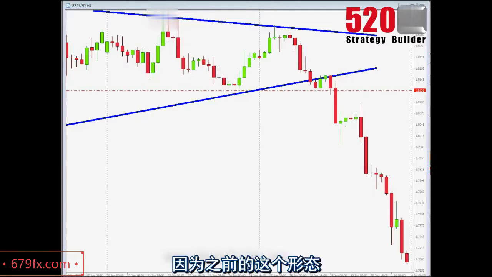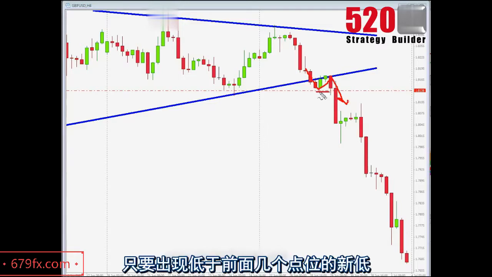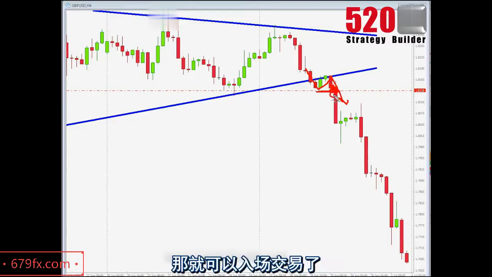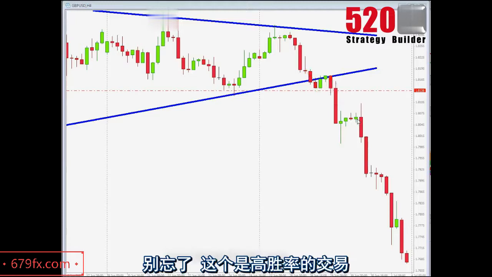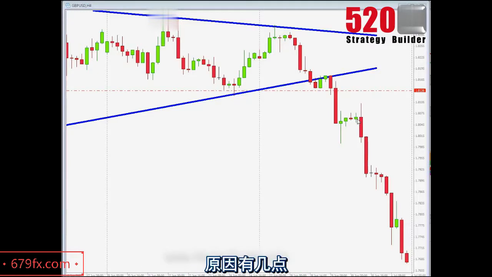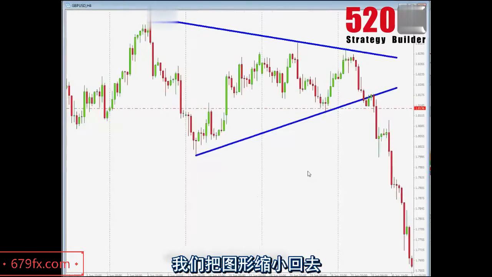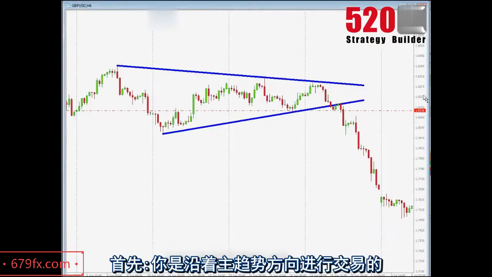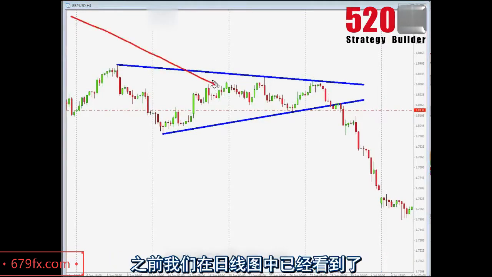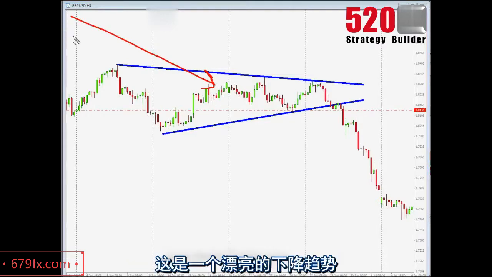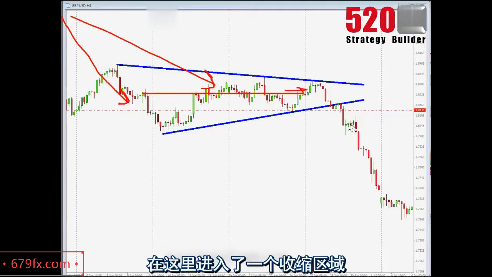You've already had the confirmation in this pattern, so as you make a new low right there, a couple of pips below, you can enter short, knowing that you're taking a high probability trade for a few reasons. First of all, let me zoom back out. First of all, you are trading in the direction of the overall market sentiment, which, as we saw on the daily chart, is down. We had a nice downswing, a period of consolidation, and another downswing.